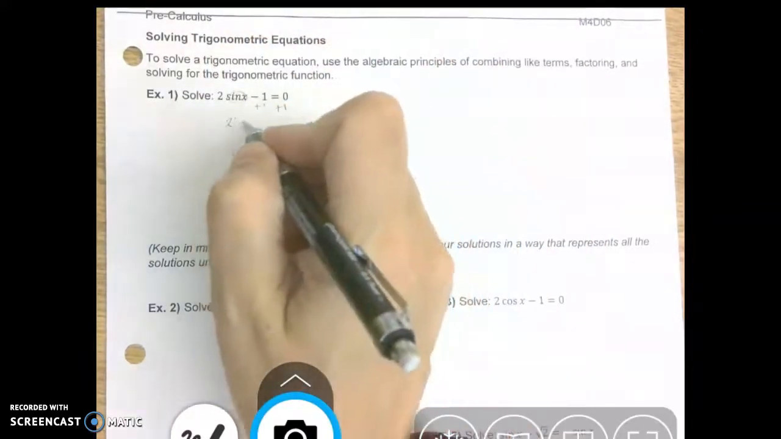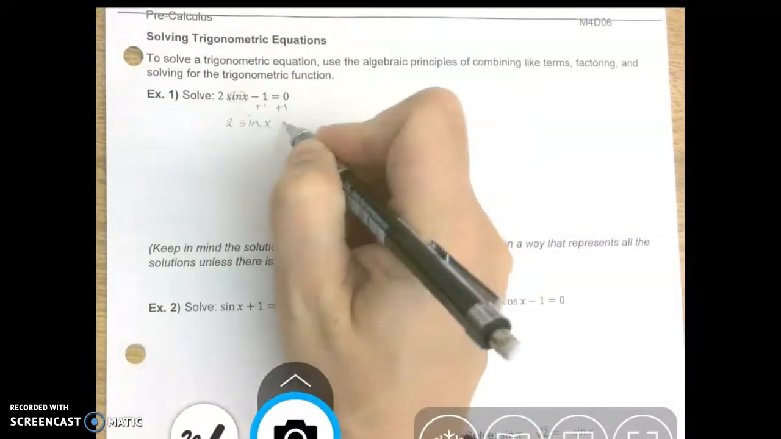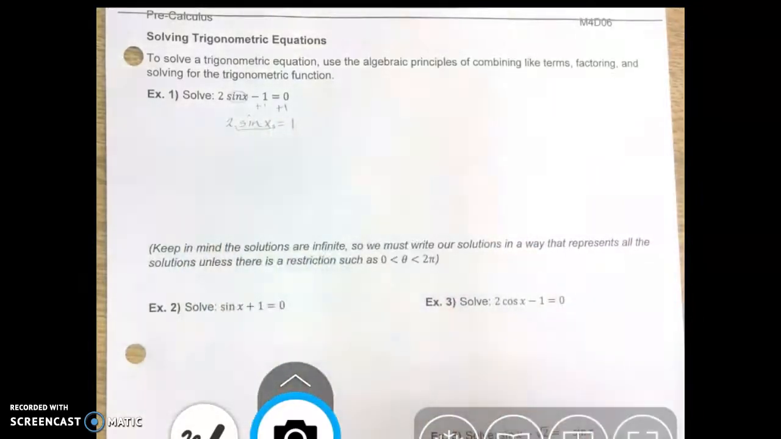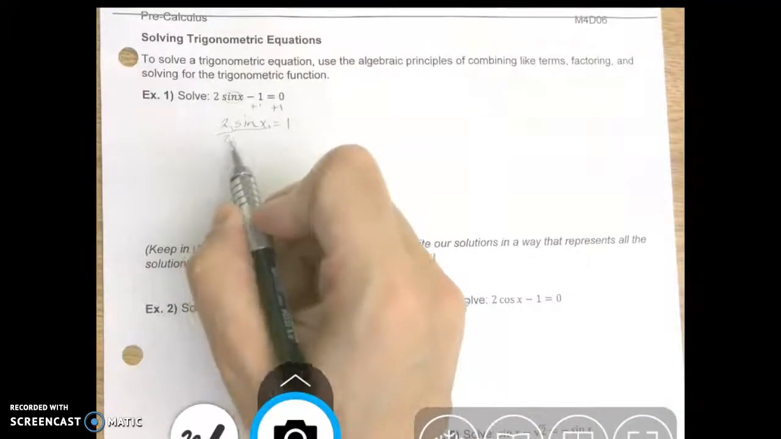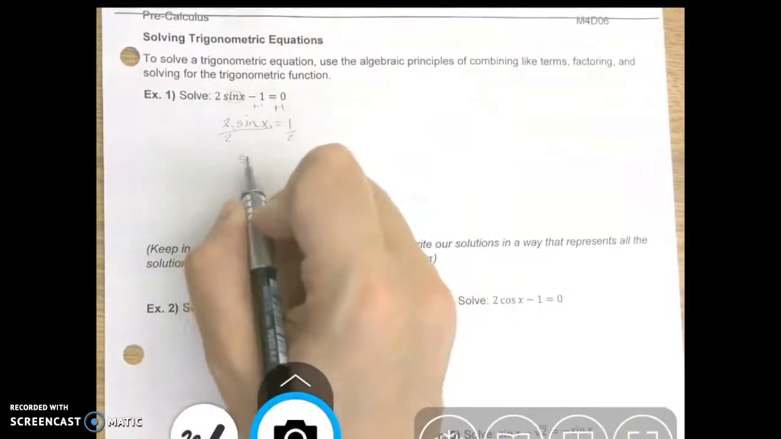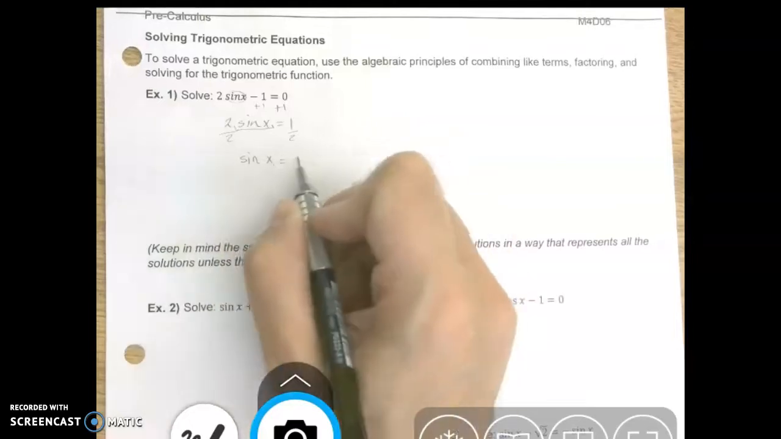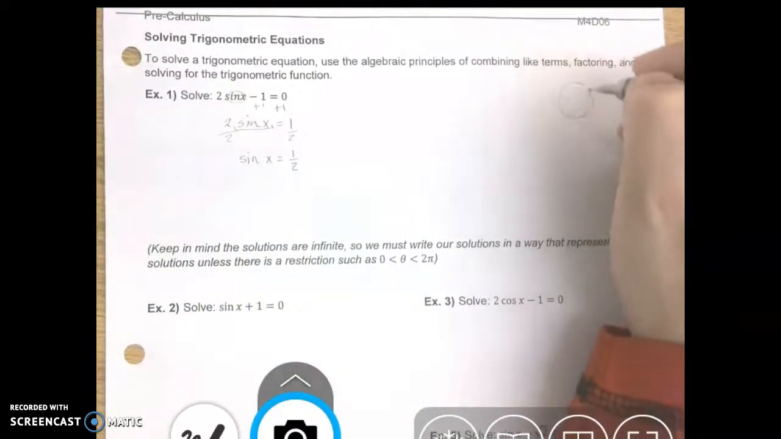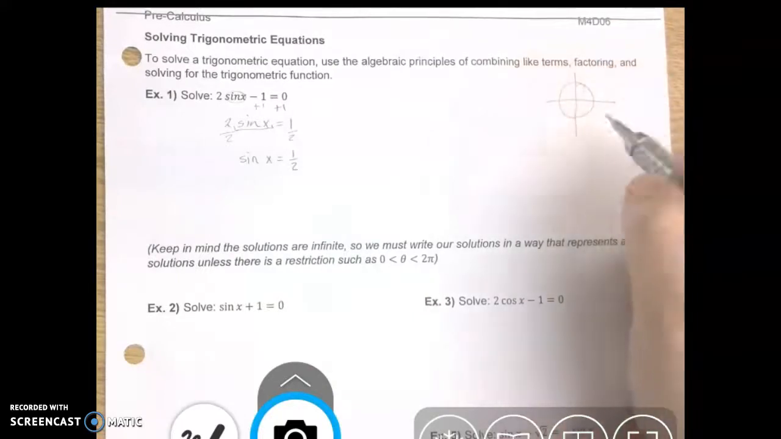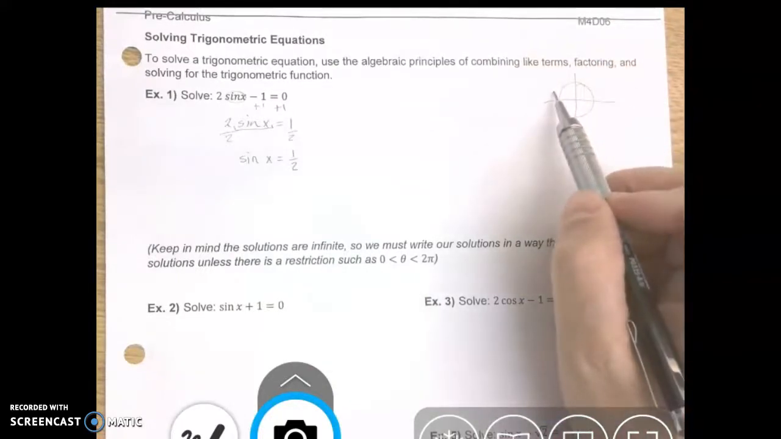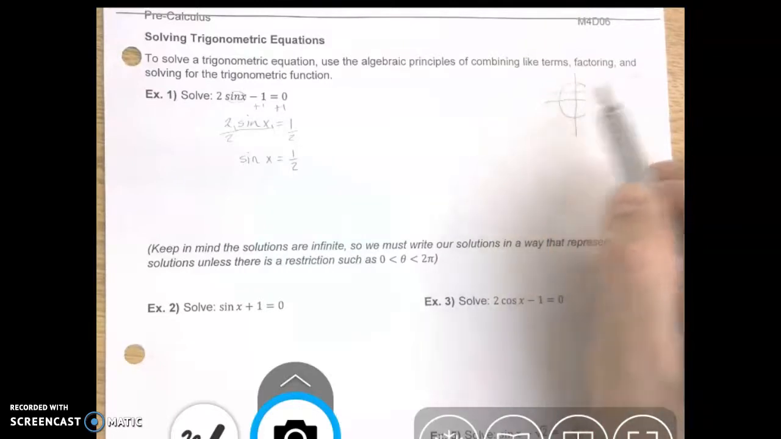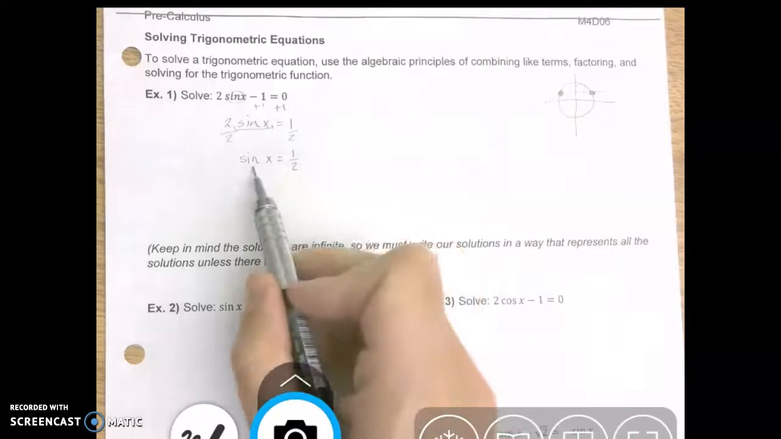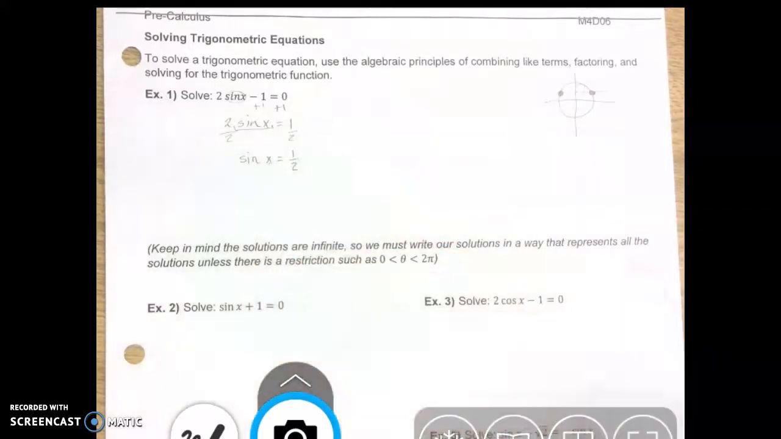And then I have 2 sine of x equal to 1. Again, this is what I'm trying to isolate, the sine of x. Then I divide both sides by 2, and I have that the sine of x is equal to 1/2. So then I go back and I think about my unit circle, and I say sine is a y value. Okay, so I want to go to 1/2 right here. So what are these angles to which the sine of an angle is equal to 1/2?